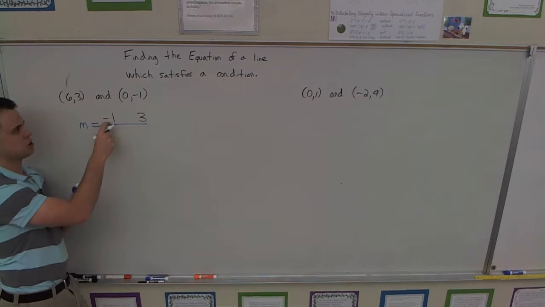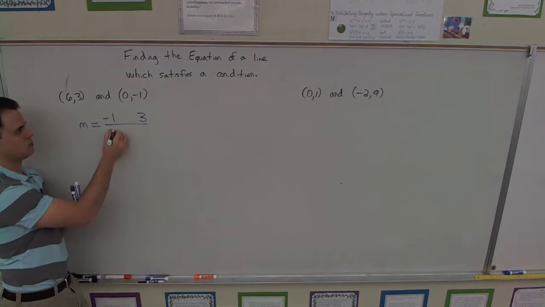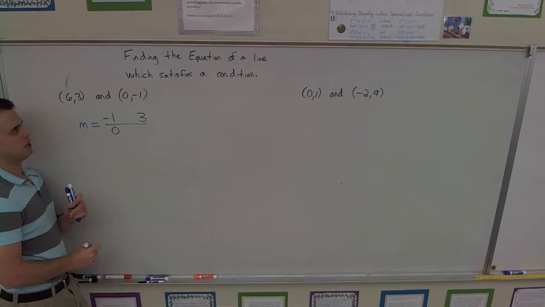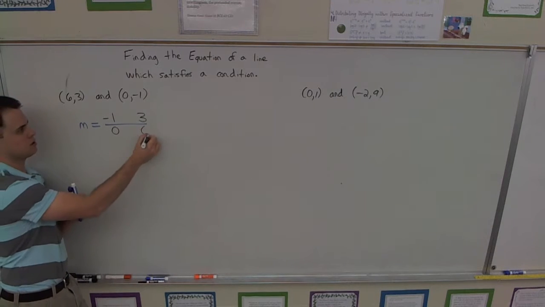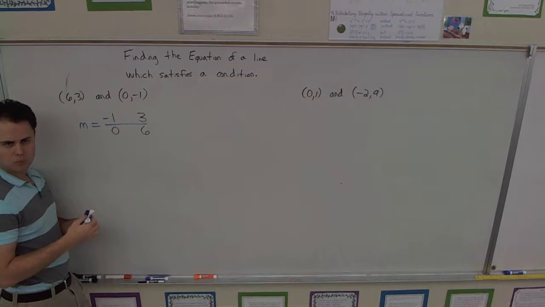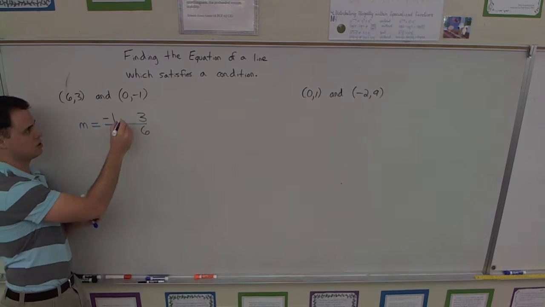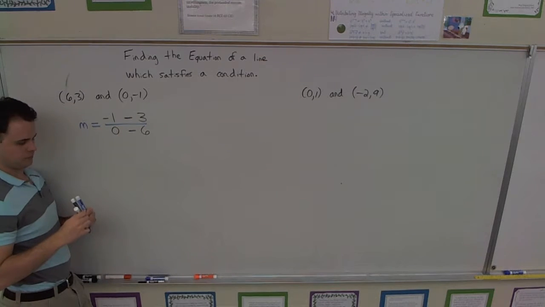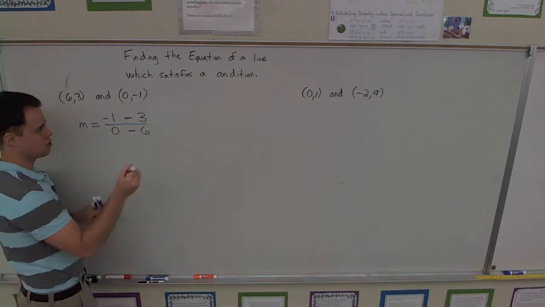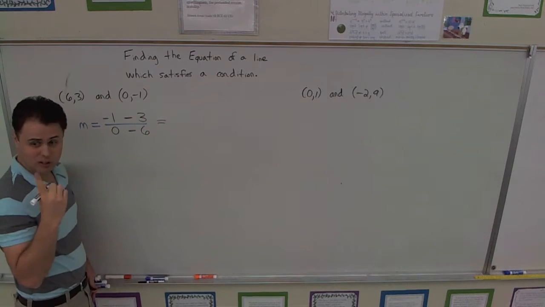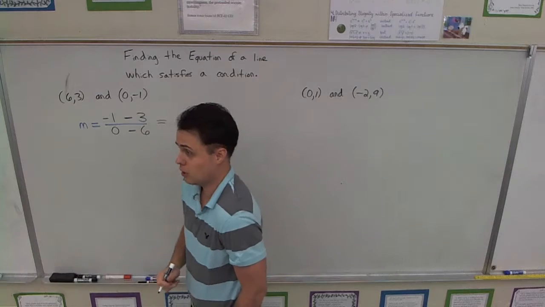So what x matched -1? 0. What x matched 3? 6. And of course, when we do slope, we've got to think about the change. So that's going to be subtraction. All right. So now we've just got to simplify, and we'll have our slope. That's ingredient 1 for the 2 ingredients we'll need for our line.